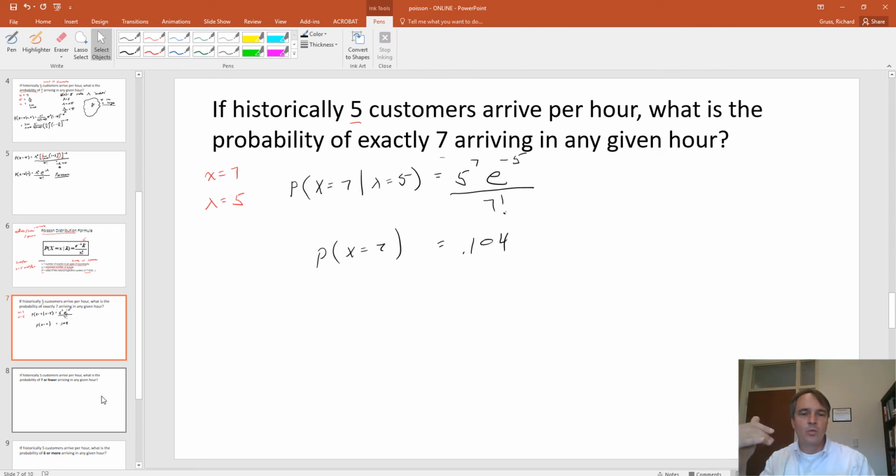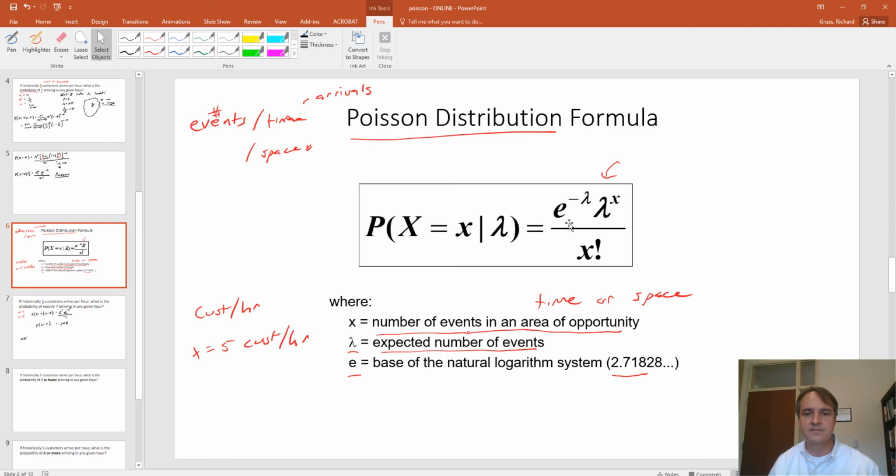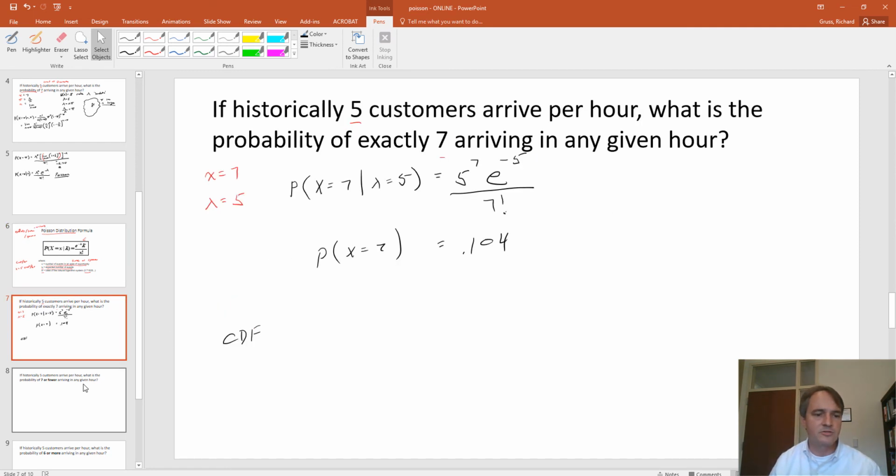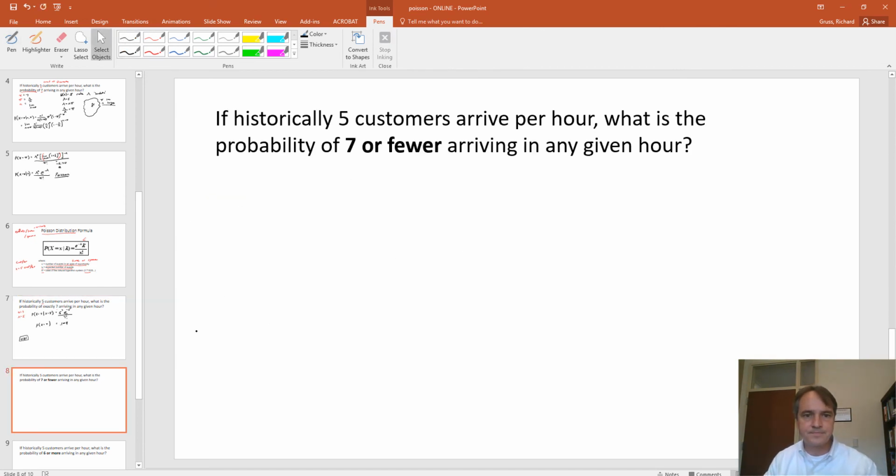So we don't always want to ask about the exact values, so we need to go from that PMF to the CDF, the cumulative distribution function. Now, the Poisson distribution does have a CDF, but it's pretty involved. It's a lot more complicated than this, and we don't really need to worry about it as long as we know how to use the CDF function on the calculator or Excel. But we do know there are cases where we want the CDF. So let's take a look at one of these.